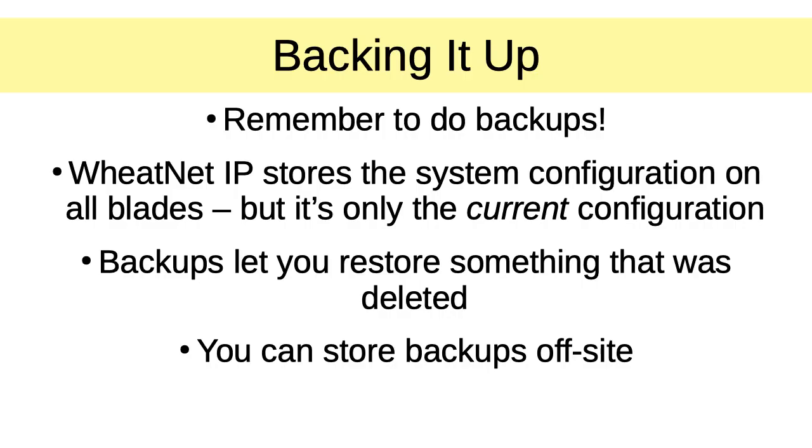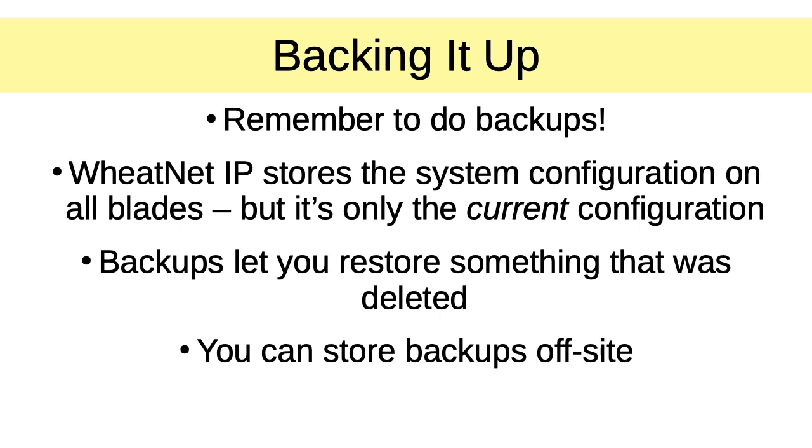The last thing I want to talk about is backups. Remember to do backups. WheatNet IP is a distributed system. The configuration is stored on each blade for redundancy, of course, but having a snapshot of the system means you can restore something if you accidentally removed it. If you go and delete a source from a blade, that change will replicate across your entire system, and it will be gone if you only rely on the backup within the blade. You'll have to recreate it.